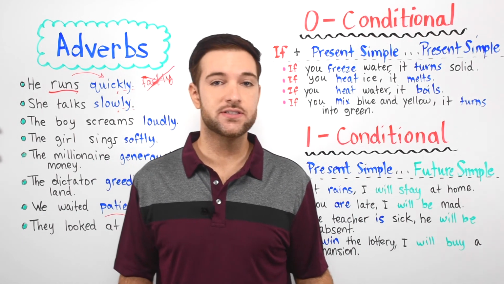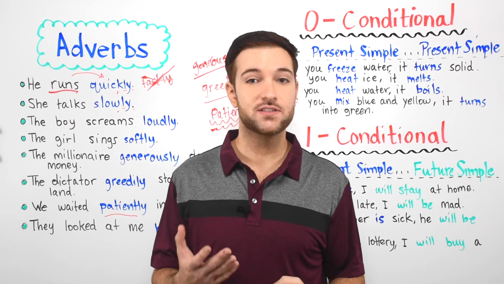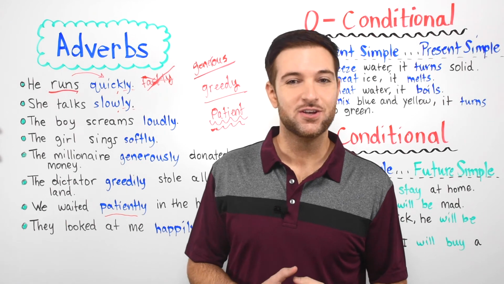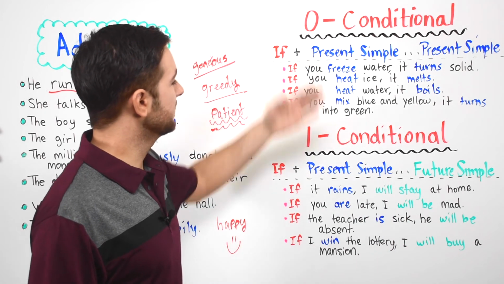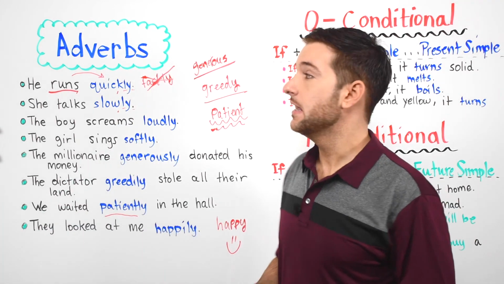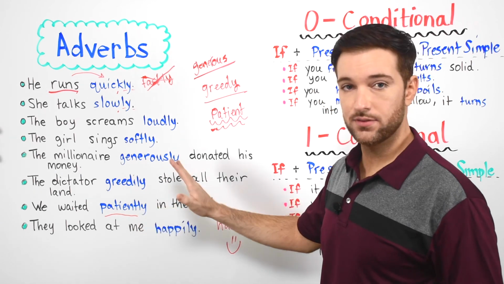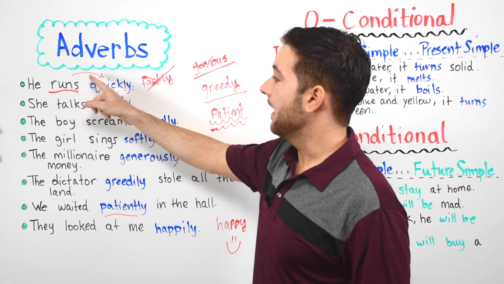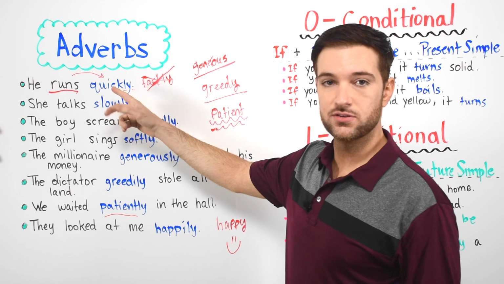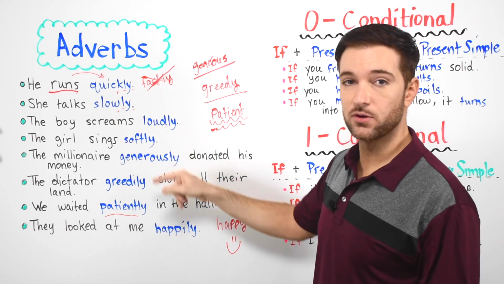So guys, as you can see, the first conditional indicates that something is going to happen in the future if something else happens. So that's it for this lesson on conditionals, the zero conditional and the first conditional, and talking about adverbs. Just remember that adverbs can come after the verb, which is what happens in most cases, but sometimes they can come before as well.